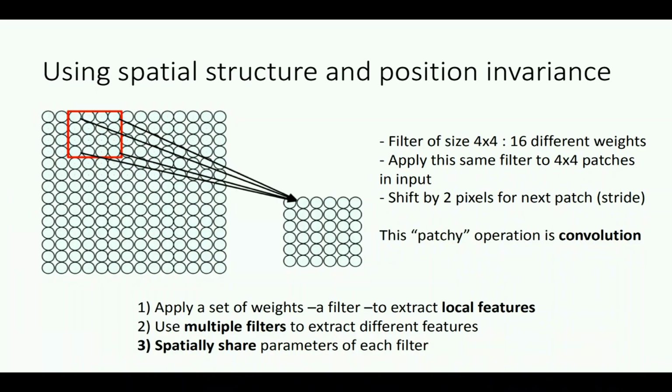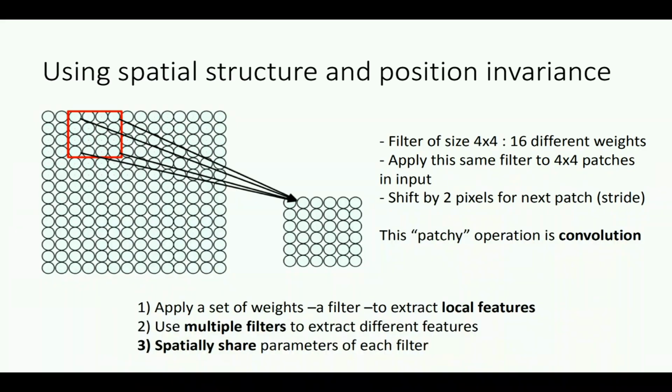And we can use multiple filters to extract different features if we want. Most importantly, we'll be reusing the same weights for different patches in the image by sliding these filters through the image with some step size, which we call stride. This patchify operation and patch-specific linear operation is called convolution, and we call each of these weight matrices a convolutional filter. Any questions so far?